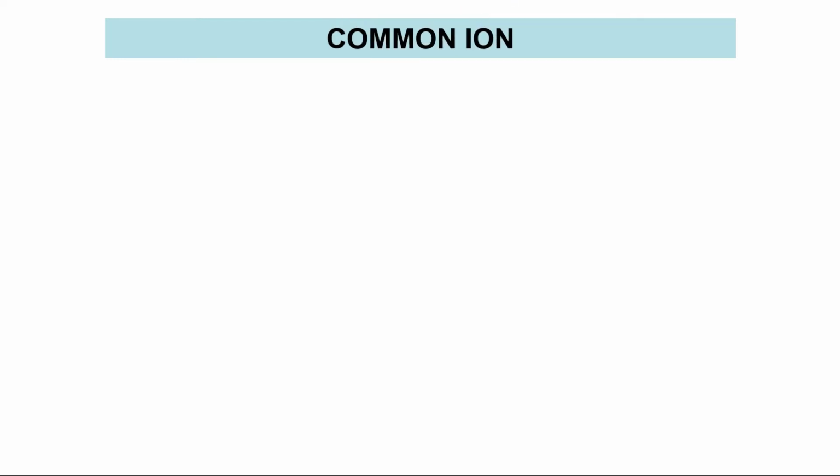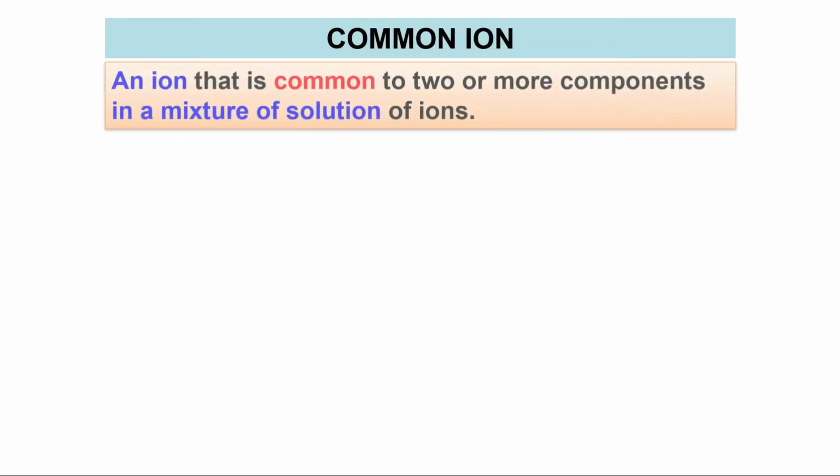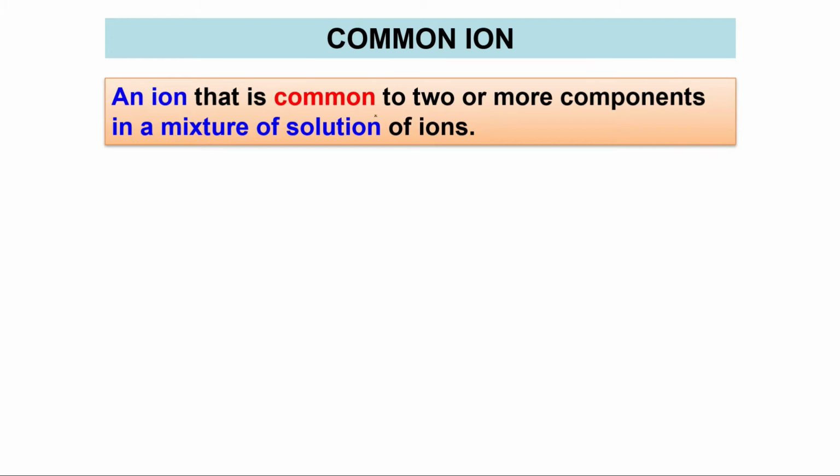Common ion. What is meant by common ion? Common ion is an ion that is common to two or more components in a mixture of solution of ions. So we have a mixture here. Mixture between what? So let's see.